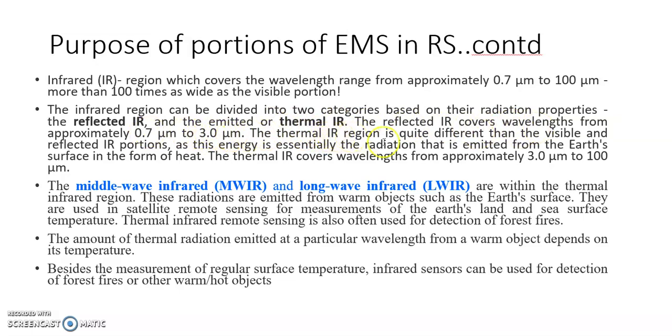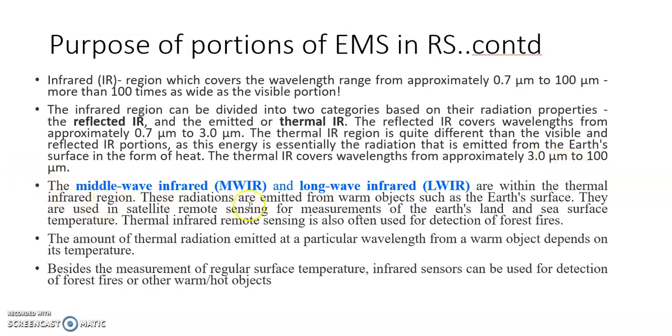Okay. The thermal infrared is quite different from the visible and reflected infrared portions, as the energy is essentially the radiation that is emitted from the Earth's surface. As we go further on with this particular topic, you will understand that Earth also radiates a lot of it. It's not just that the sun is the only source of energy. Earth also is a source of energy. Okay. So this particular characteristic will also be used in capturing the images. Right. Thermal infrared covers wavelengths of around 3 to 100 microns.